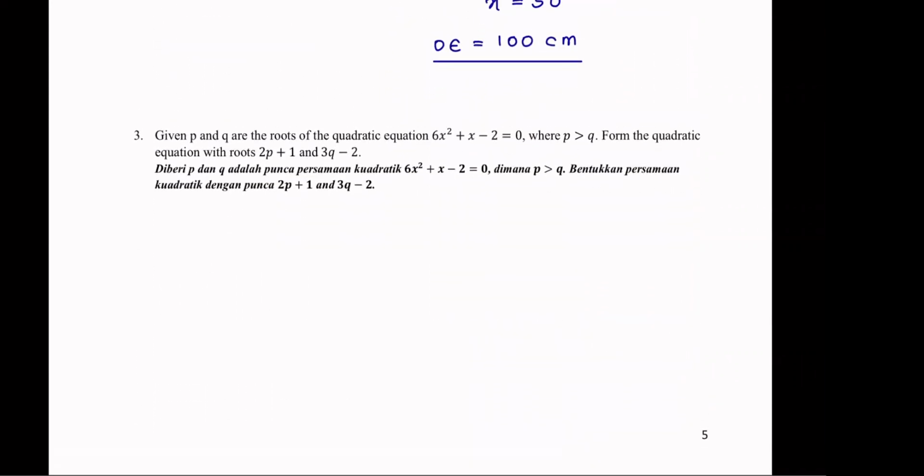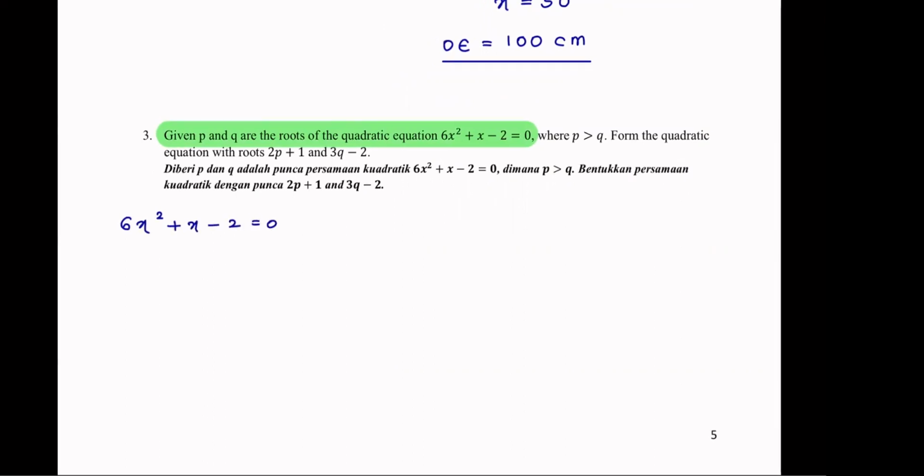Okay, given that P and Q are roots of the quadratic equation, now I take this one first. I take this one for you first. Okay, dia sudah kata ini. Baca ni sampai ni habis. Okay, root of this equation. So that means I always like to do this. The roots are P and Q.